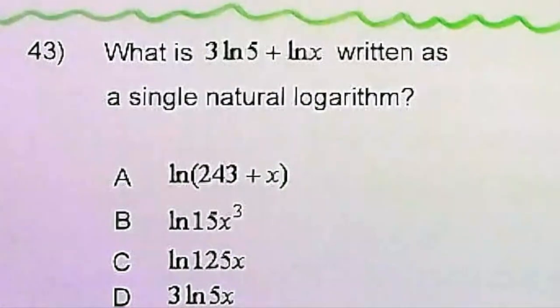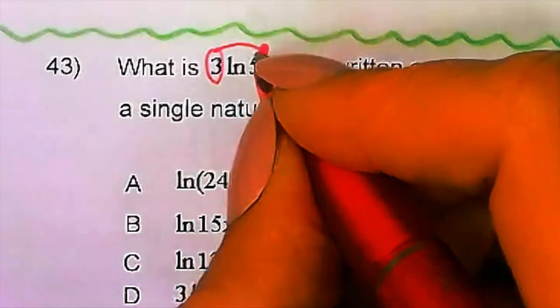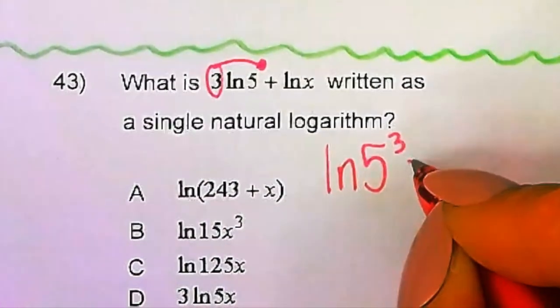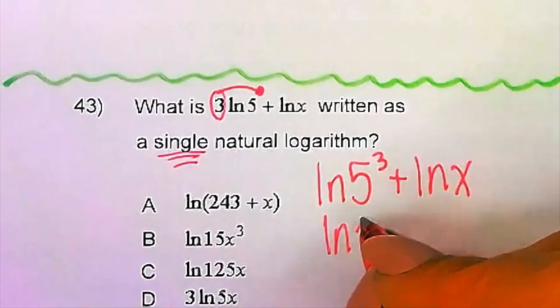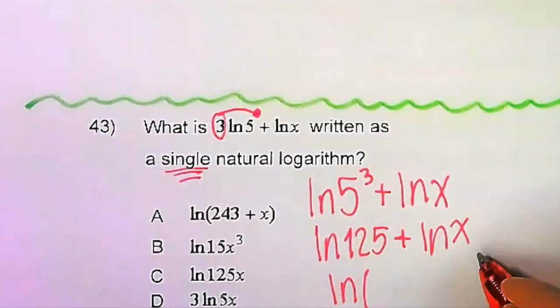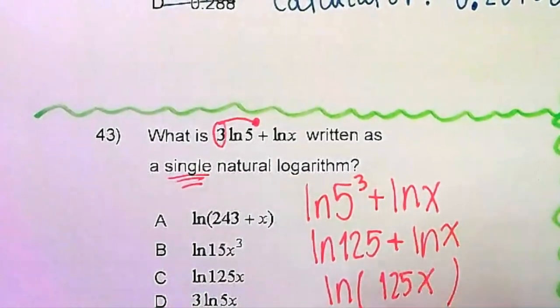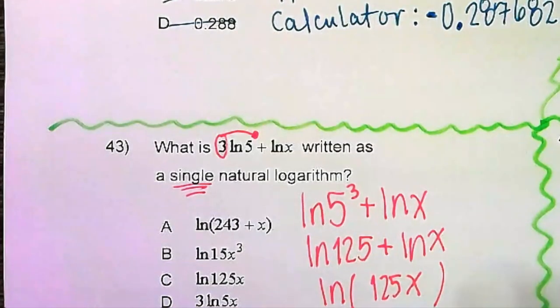3 ln 5 plus ln x, written as a single natural logarithm. 3 is going to go up and be the exponent on my 5 because of the power property, ln of 5 to the third plus ln x. Next we use our product property, 5 to the third times x. 5 to the third is 125. We'll end up with the ln of 125x.